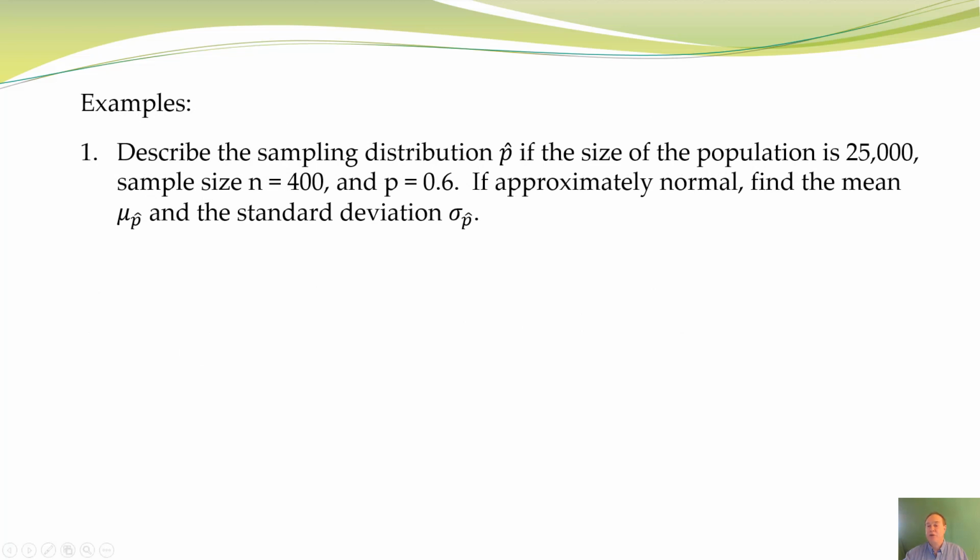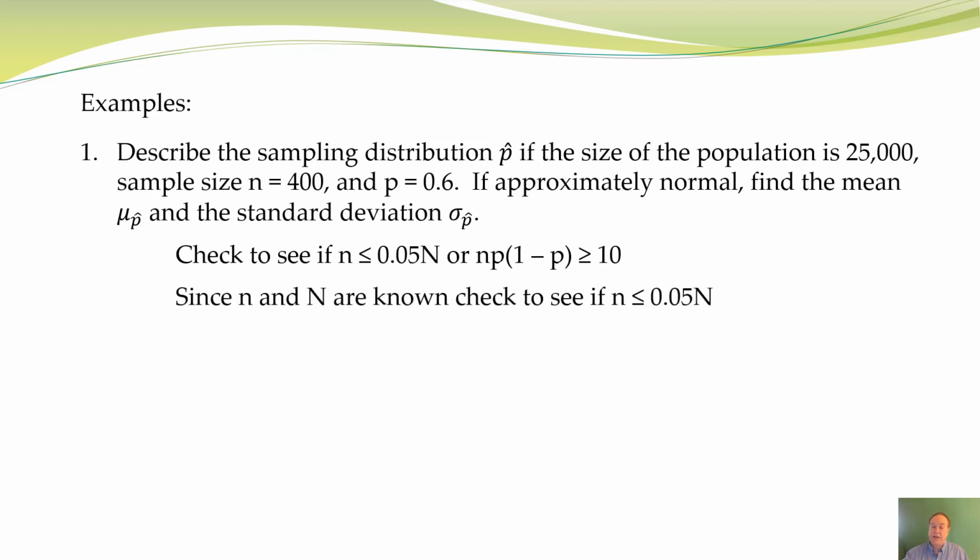Describe the sampling distribution of P hat if the size of the population is 25,000, sample size n equals 400, and P equals 0.6. If approximately normal, find the mean, mu sub P hat, and the standard deviation sigma sub P hat. So first, we're going to check to see if n is less than or equal to 0.05 N or n times P times 1 minus P is greater than or equal to 10.